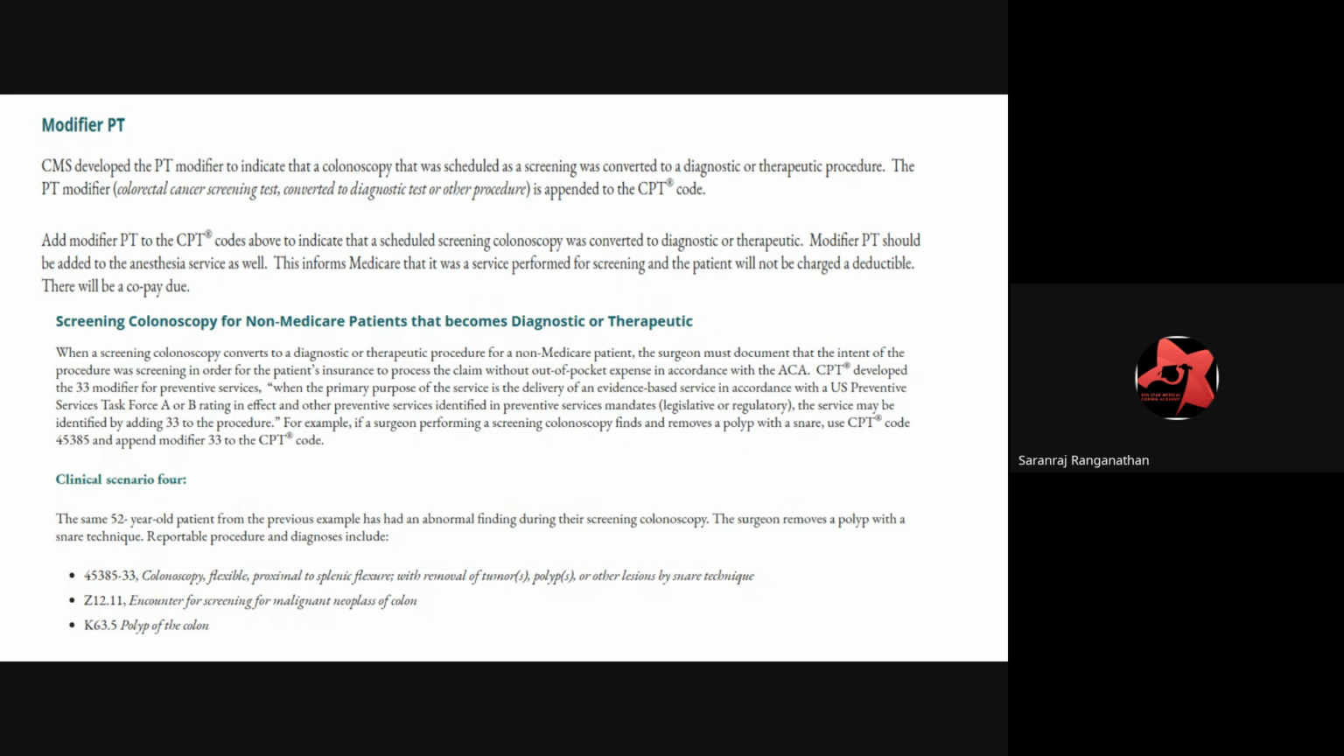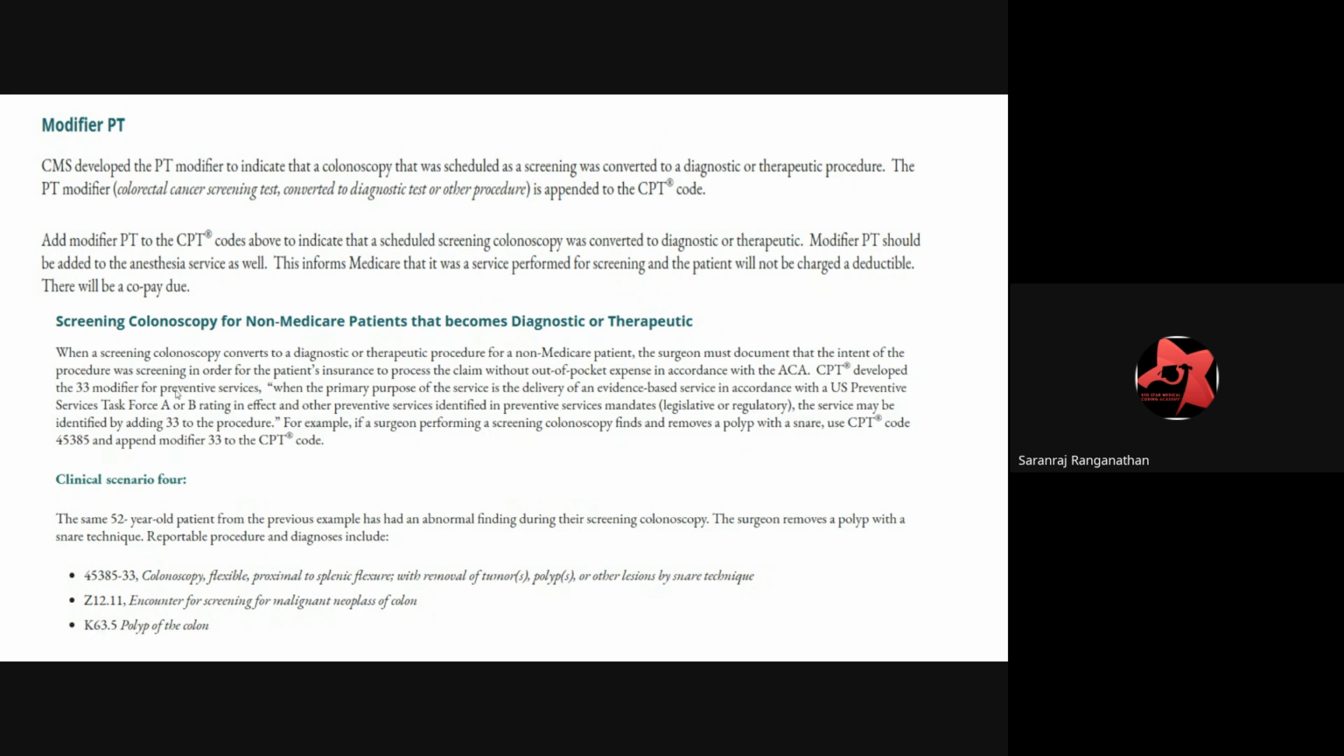Add modifier PT to the CPT codes above to indicate that the scheduled screening colonoscopy was converted to diagnostic or therapeutic. At that time, modifier PT should be added to the anesthesia service as well. This informs Medicare that the service was performed as a screening and the patient will not be charged a deductible. Then there will be a copay due. Then screening colonoscopy for non-Medicare patients that becomes diagnostic or therapeutic.